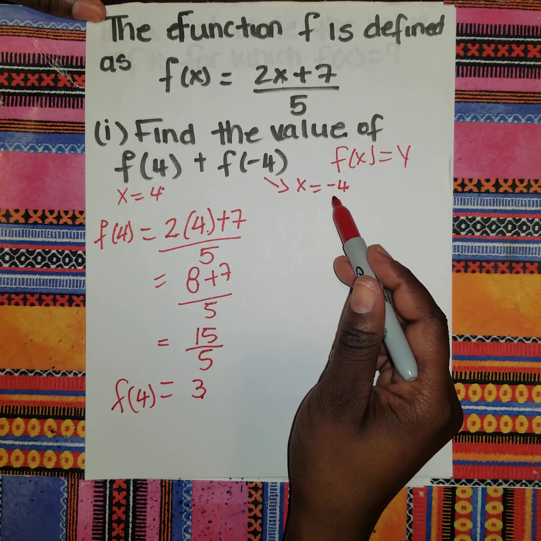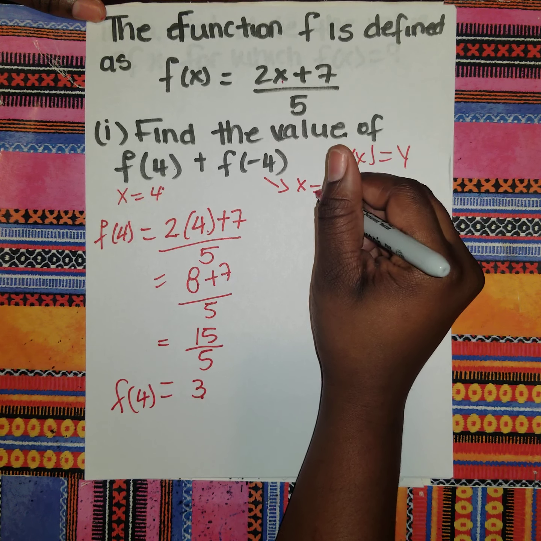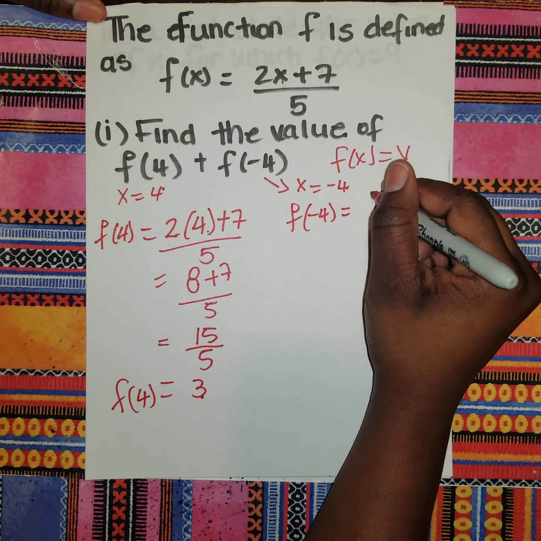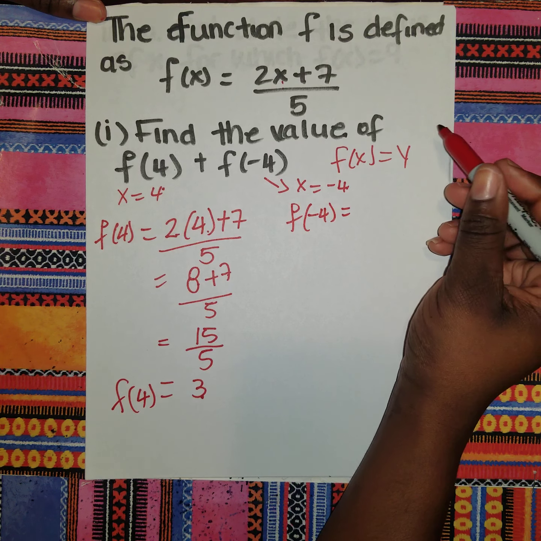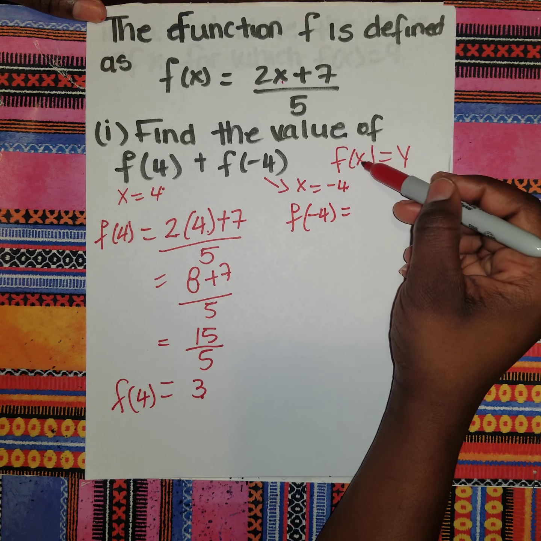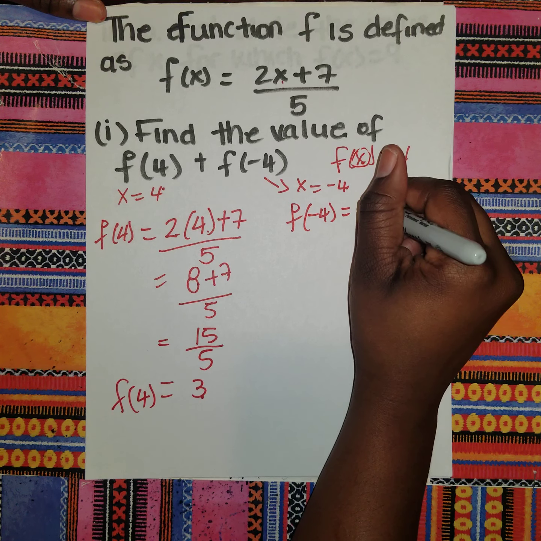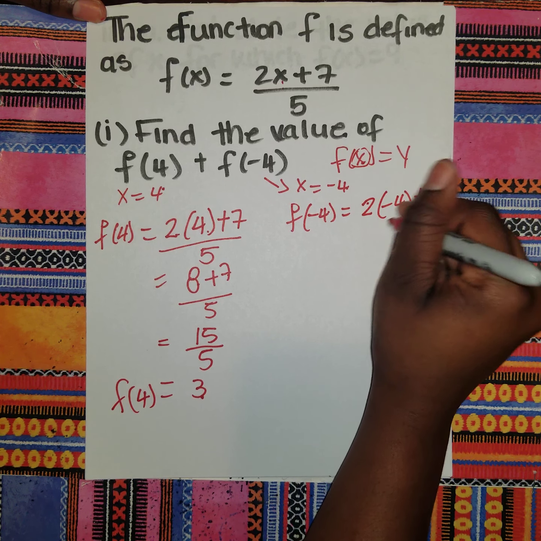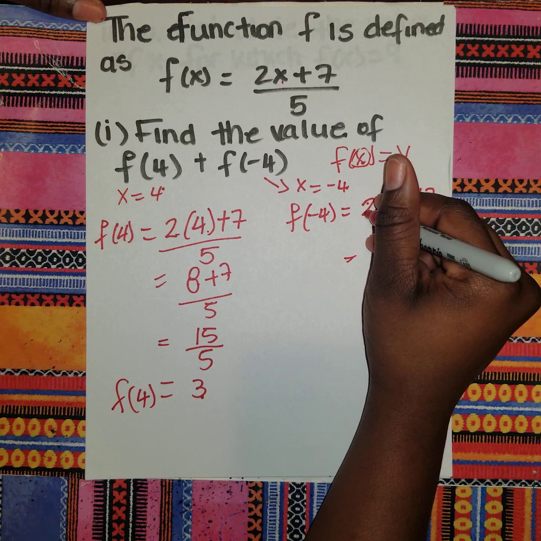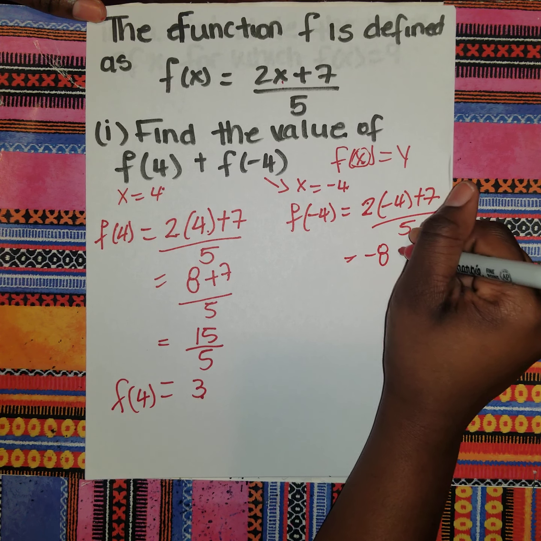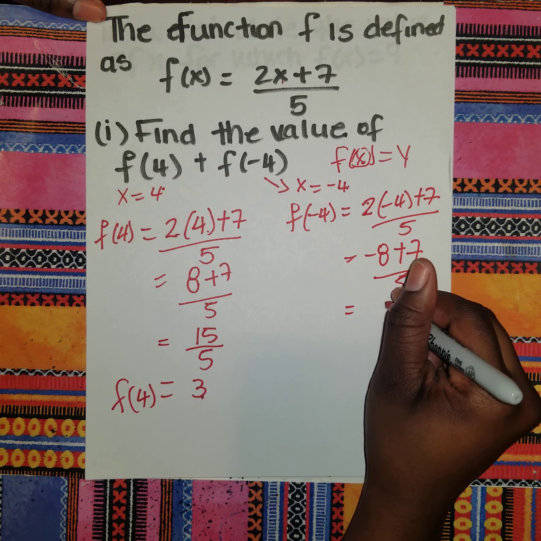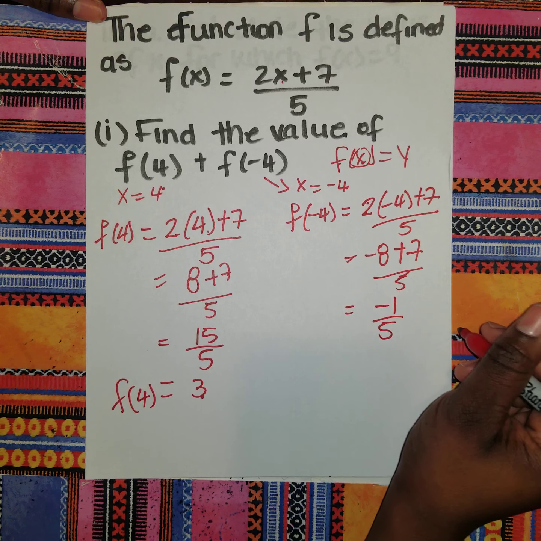It's now time to find f of negative 4. So again, where you see x, you put negative 4. Maybe you're asking, how do I know that? Because the general thing is f of x, so whatever you see in the bracket represents x, which is the negative 4. I hope I answered that question. So it's (2 times negative 4 plus 7) all over 5. 2 times negative 4 is negative 8, plus 7, all over 5. If you simplify this, you'll get negative 1 over 5.